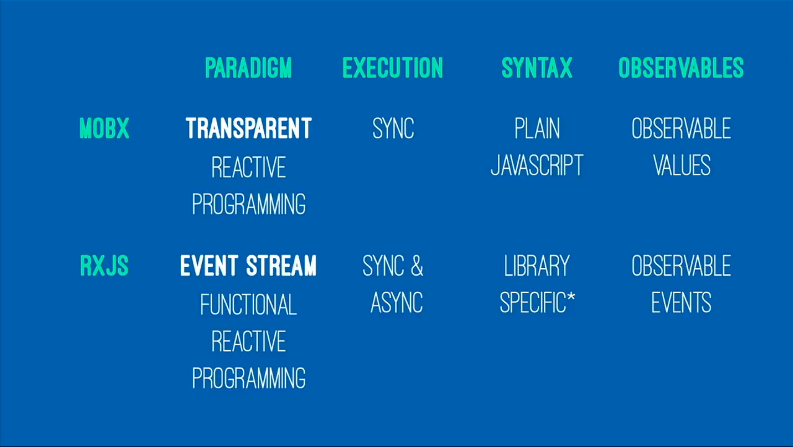In RxJS, instead, we are talking about events, not only values, but events, something that I can trigger. I can trigger in a synchronous way, I can trigger very often, I can trigger once in a while, could be a mouse click, could be a scrolling wheel.